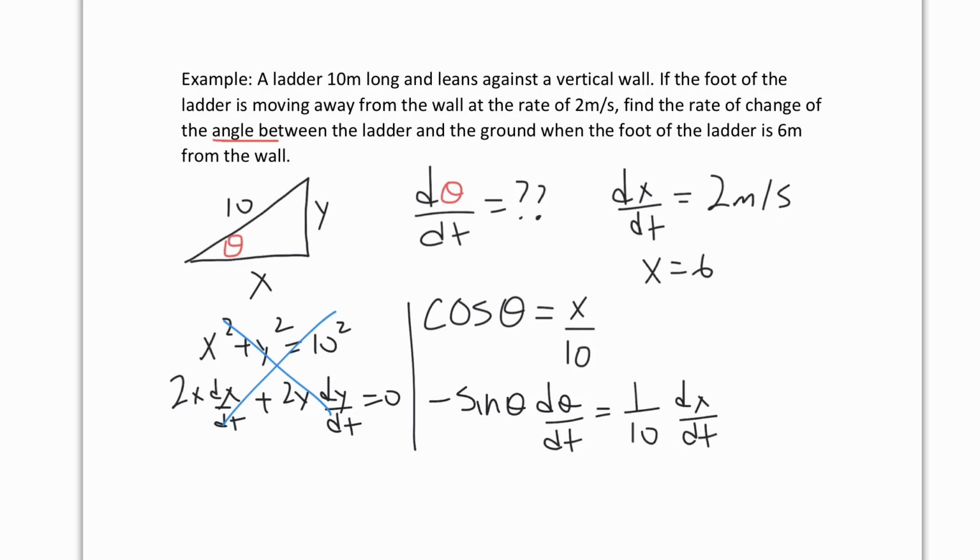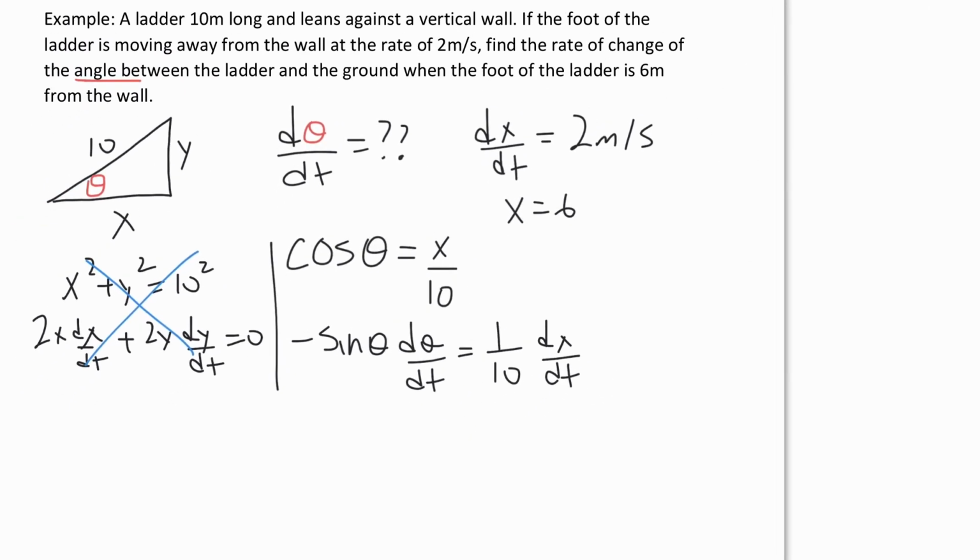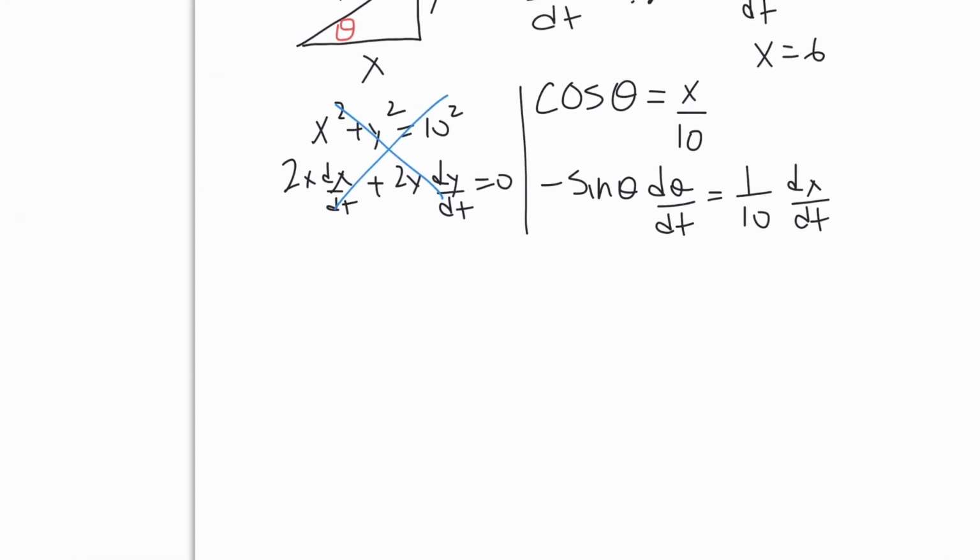Now, we're good to sub in for the dx dt. We know that's 2. And we're trying to find d theta dt, but what is this? Sine theta. How in the world do I find sine theta? I guess I'm going to need a little step over here, a little thing on the side to determine sine of theta.